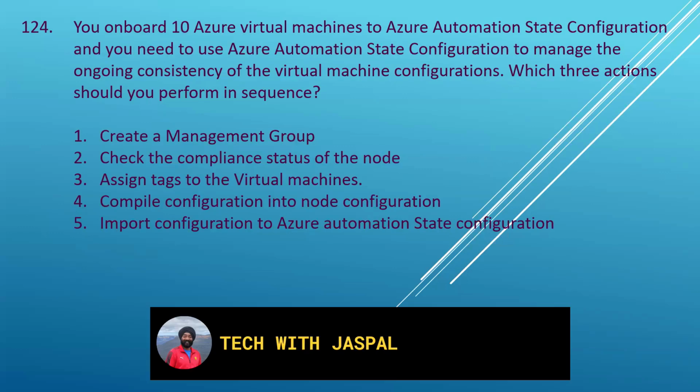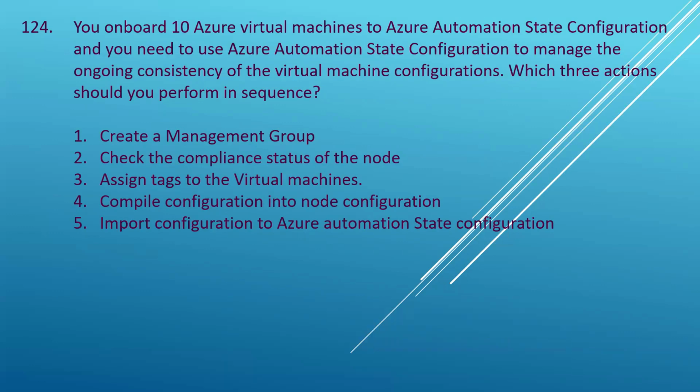Question number 124 of the series. You onboard 10 Azure virtual machines to Azure Automation State Configuration, and you need to use Azure Automation State Configuration to manage the ongoing consistency of the virtual machine configurations. Which 3 actions should you perform in sequence?